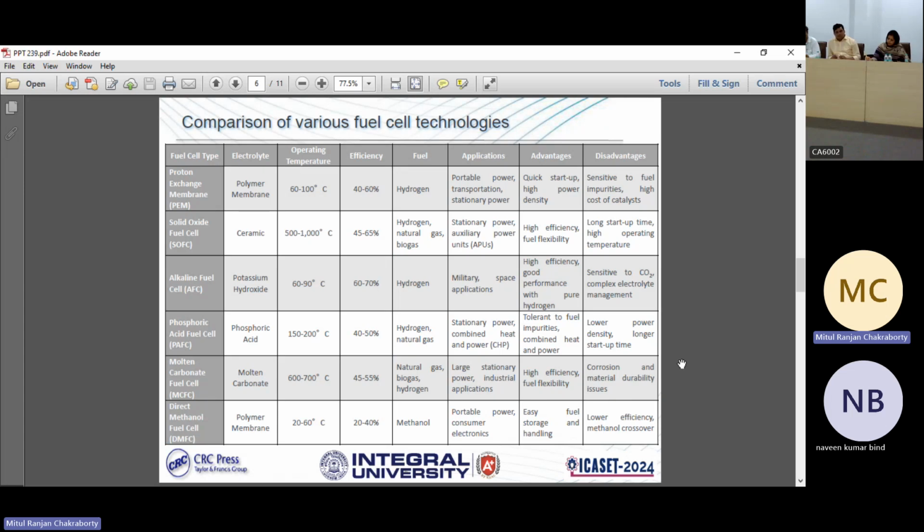So here are the various fuel cell technologies. You can see these are the PEM, SOFC, AFC, PAFC, MCFC, and DMFC. And the interesting part is that, regarding operating temperature, out of all these categories, the PEM and AFC are in the range of 60 to 100 and 60 to 90, and DMFC is also 20 to 60 degrees centigrade, whereas the efficiency is in the range of 60 to 70%. But application wise these are different, and each has its own advantages as well as disadvantages.